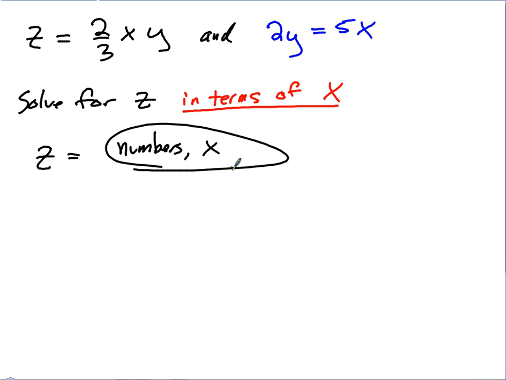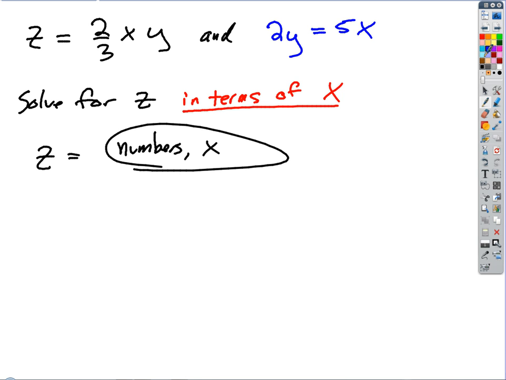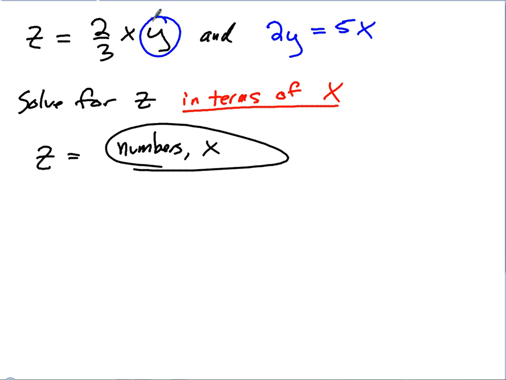So what do we do? What do we do if we want to write z in terms of x? Now look at the problem up here. Up here I've got a y in my z expression, right? Z is written in terms of x and y, so how am I going to get rid of that y? This is a great trick in algebra to do a lot.